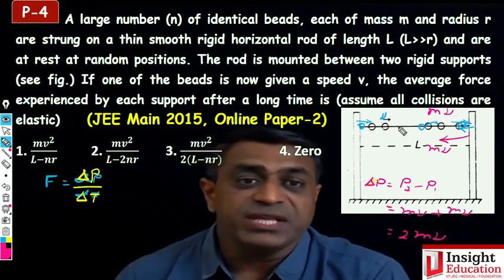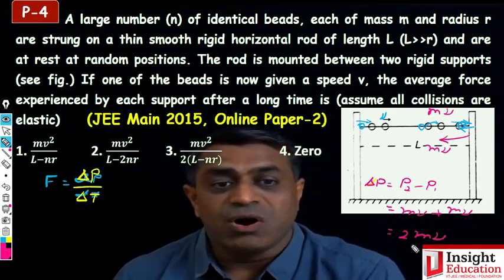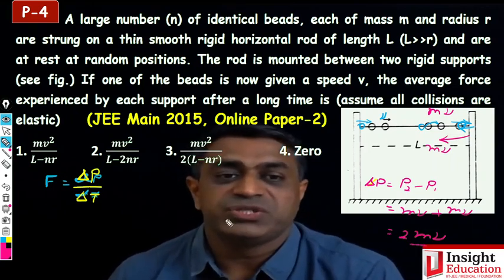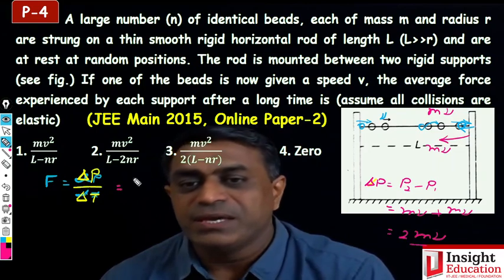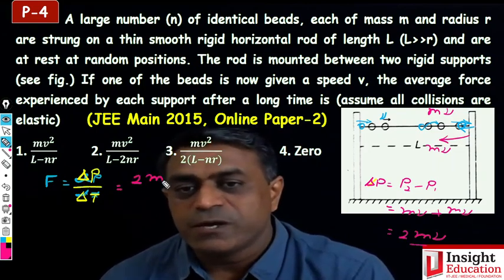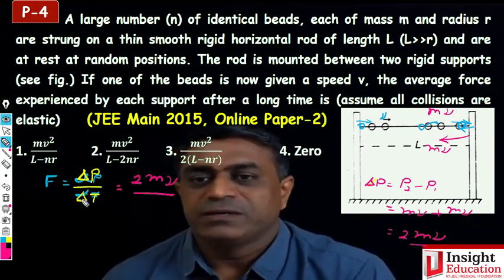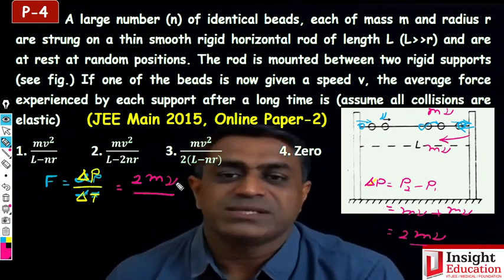So this is the change in momentum of one bead. Change in momentum of one bead. So I can write delta p is equal to twice mv. Delta p is equal to twice mv.